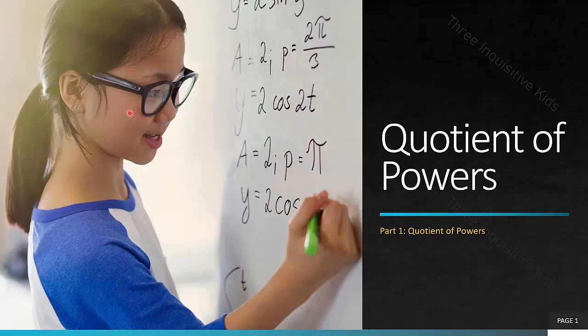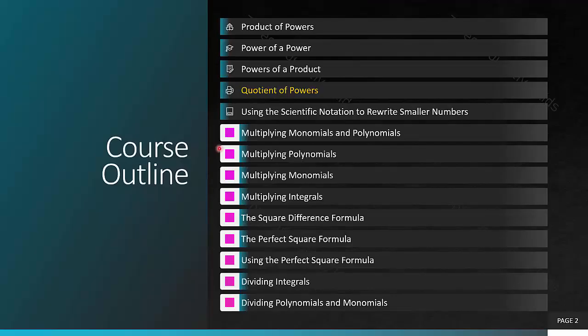This is the third lesson of Chapter 7, the Quotient of Powers. This is our course outline for Chapter 7. This lesson will be the last lesson of the laws of exponents, and the next lesson will be about using scientific notation to rewrite smaller numbers.